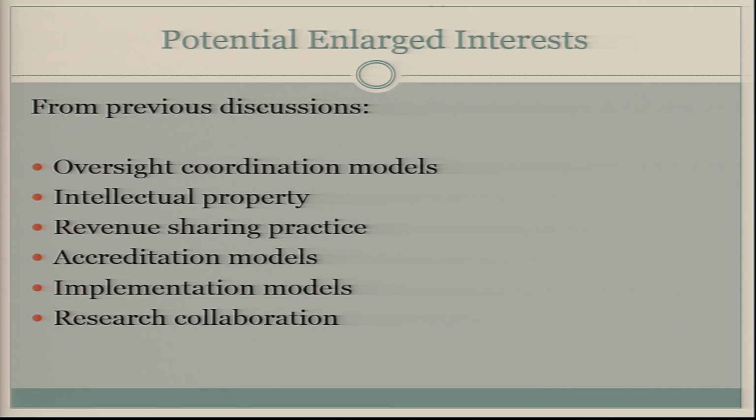Previous discussions continued via email and with representatives from each institution, and we came up with these potentially enlarged or shared interests. We needed to get oversight coordination models put together. Intellectual property was an issue that we needed to negotiate. Revenue sharing practices needed to be sorted out. Accreditation models needed to be standardised in a way that was acceptable to all. Implementation models were clearly a problem in terms of the geographic distance between the different offices and the needs they were serving locally. If you have a look at a map of Canada, you'll notice that Ontario as a province is massive in and of itself. And ultimately, research collaboration as well.